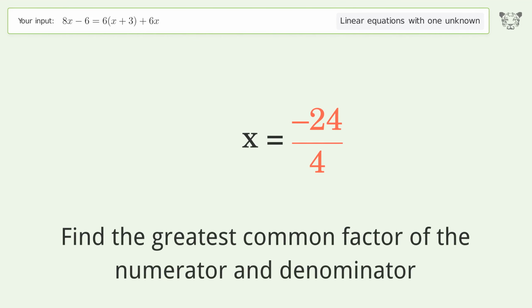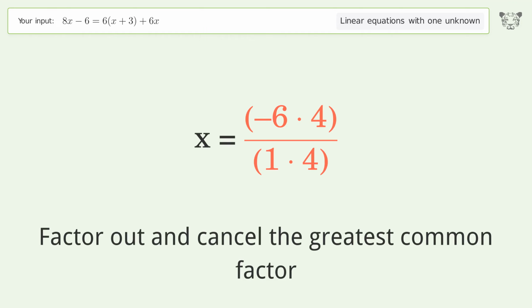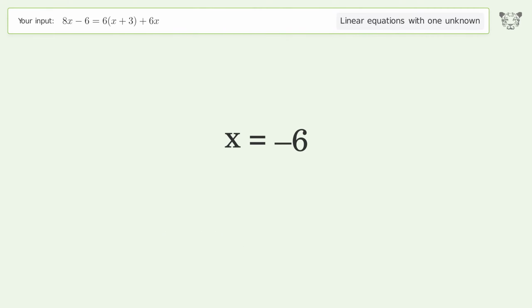Find the greatest common factor of the numerator and denominator. Factor out and cancel the greatest common factor. And so the final result is x equals -6.